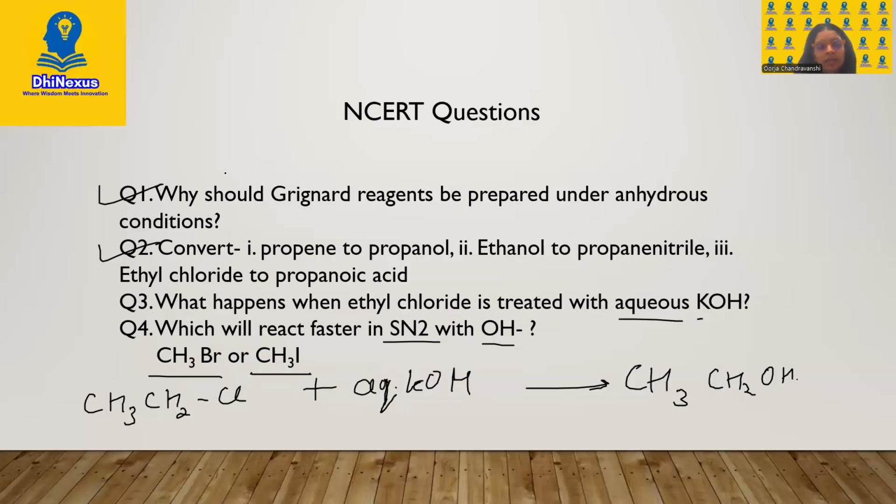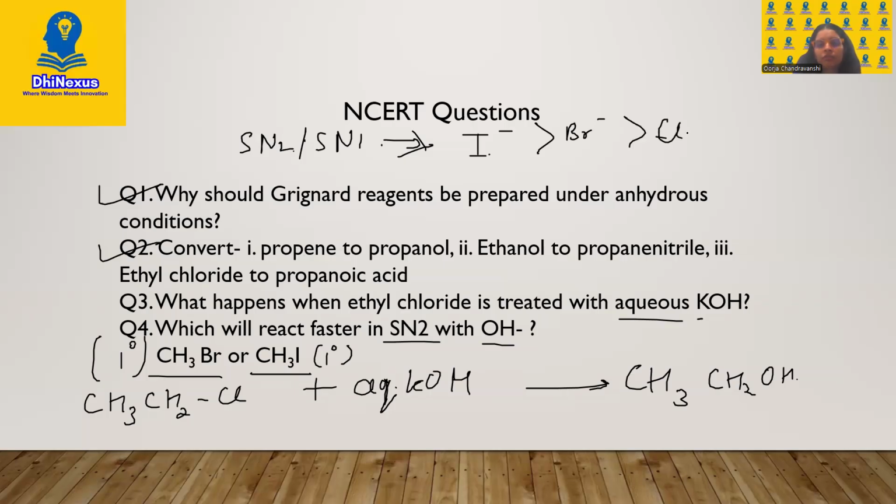So methyl iodide or methyl bromide? Which one should be the fastest in case of SN? Always remember, the point of confusion can be that both of them are primary. So which one should we go ahead with? Always remember that whether SN1 or SN2, the leaving group is key. Iodide is the best leaving group, then we have bromide, then chloride and then fluoride.